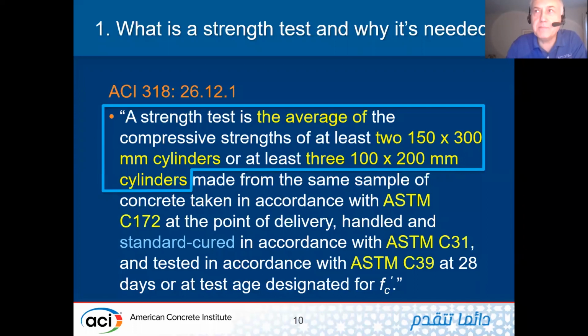Then it says it must be made from the same sample of concrete in accordance with ASTM standards. And the standards that are mentioned are C172 and C31. And then it says it should be tested in accordance with ASTM C39. It also says that it should be tested at 28 days or at a test age designated for the specified strength. So that specified strength may be 56, maybe 90 days, maybe 7 days. Kind of depends on the job that you are working on. So we'll look at those specifications and some of the requirements in more detail.